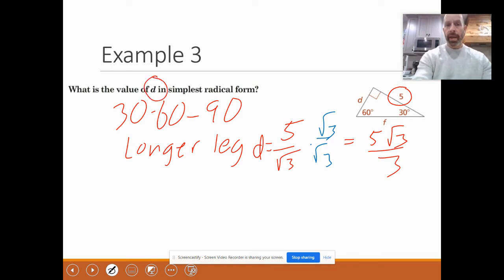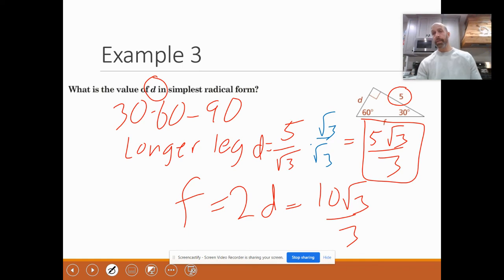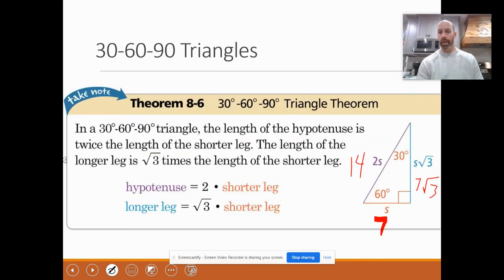Now this question didn't ask us to do anything but find D, so technically we're done. But to find F, you would just take 2 times D. In other words, it would be 10 radical 3 over 3. So these are very easy once you learn these rules.